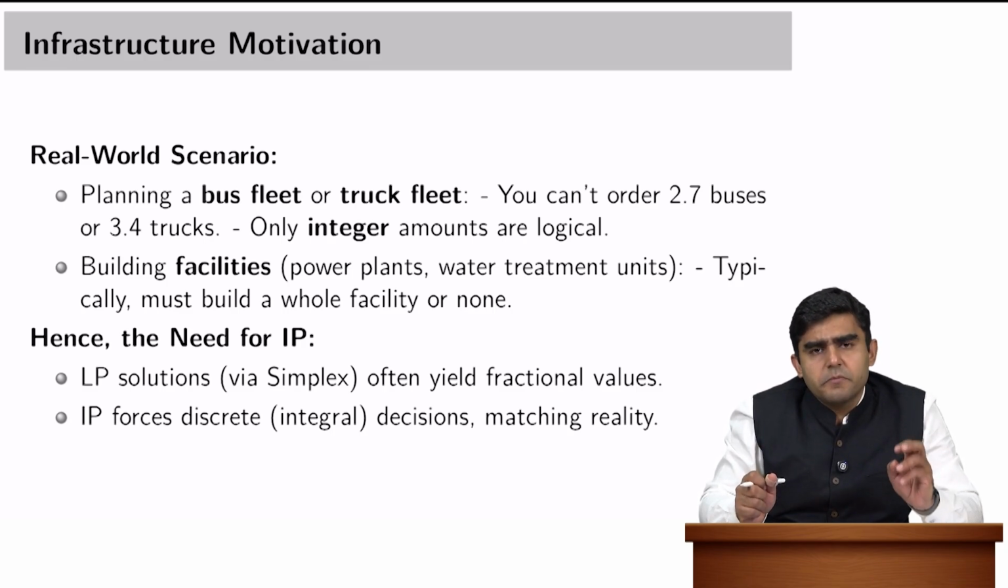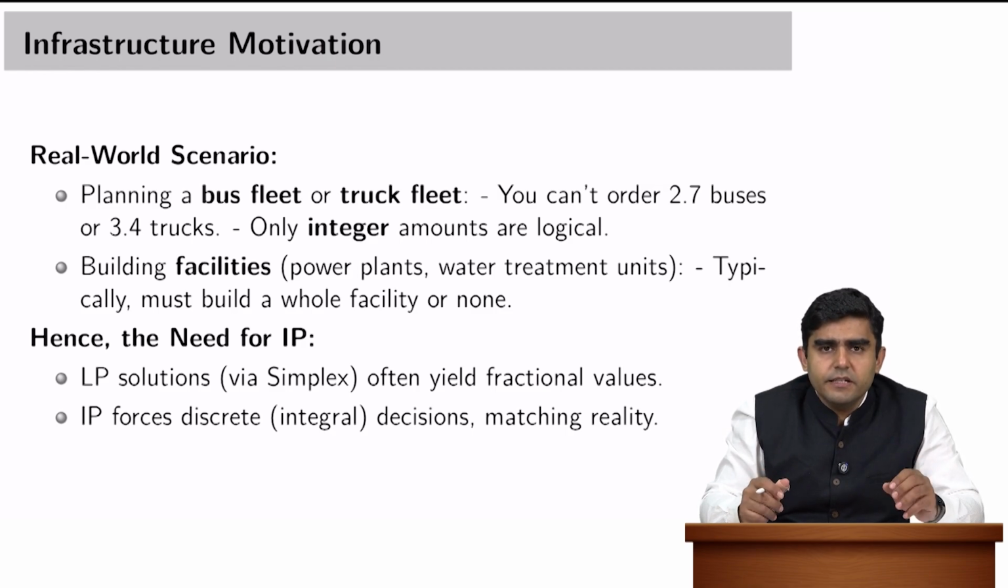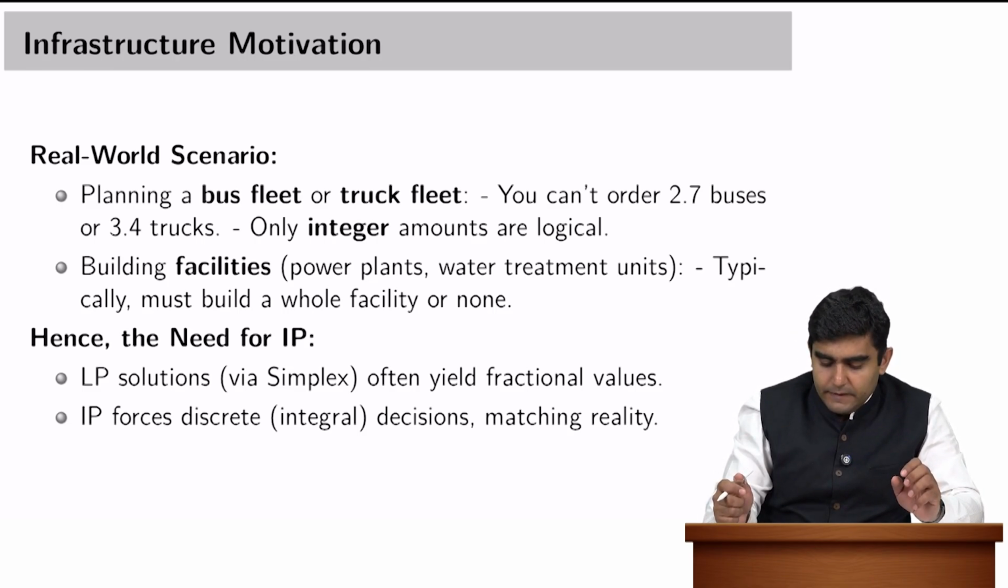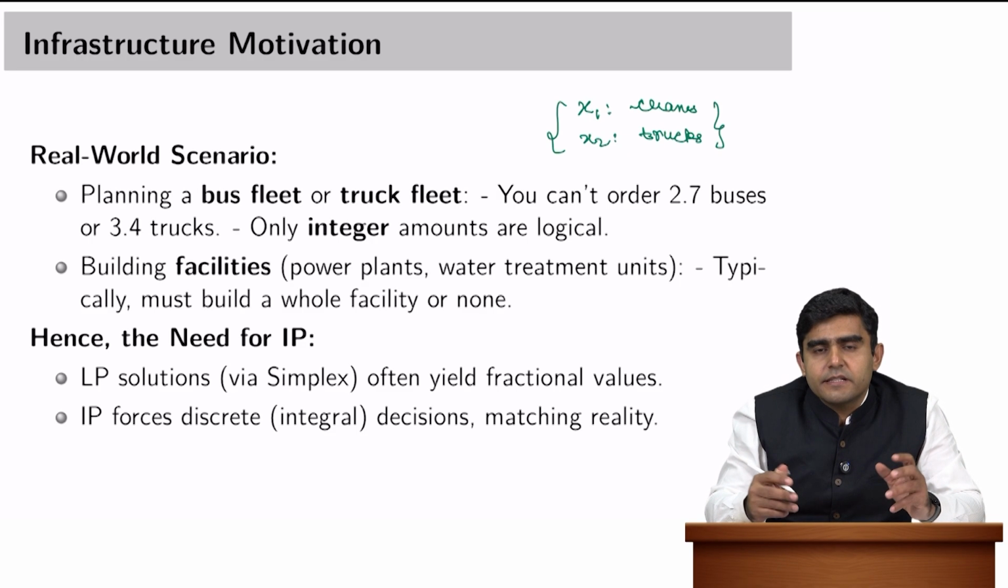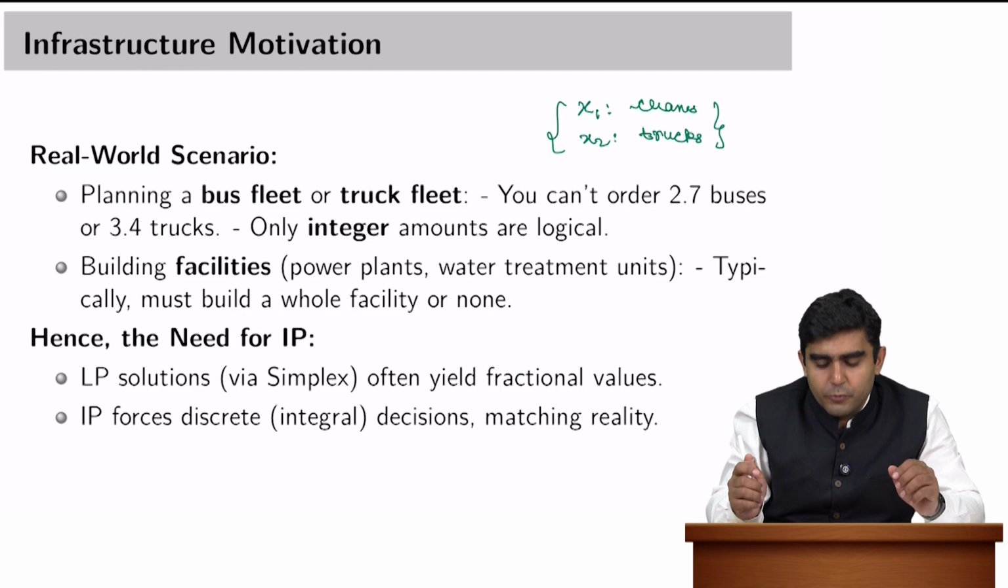So, here is a very simple example in the context of infrastructure systems. Let us say that you are planning to buy certain resources for your large scale project. Now, at the end of your exercise, you see that you are optimizing certain resources where x1 happens to be the number of cranes you may have to get, and x2 is the number of trucks you have to employ at particular sites to get maximum profit out of your project.